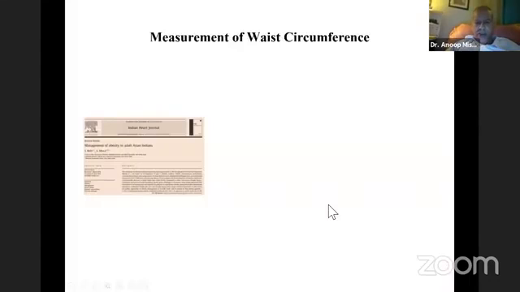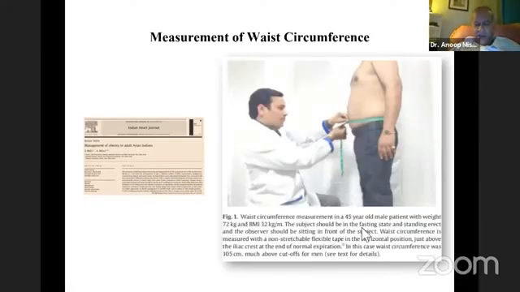Now, coming to the waist circumference. Measurement of waist circumference was referred to in the earlier presentation. And those of you who are interested in management of obesity in adults, this is our very good publication in Indian Heart Journal. And this is the diagram which has been given. For waist circumference, the subject should be in a fasting state, number one. Standing erect. The observer should be sitting in front of the subject.